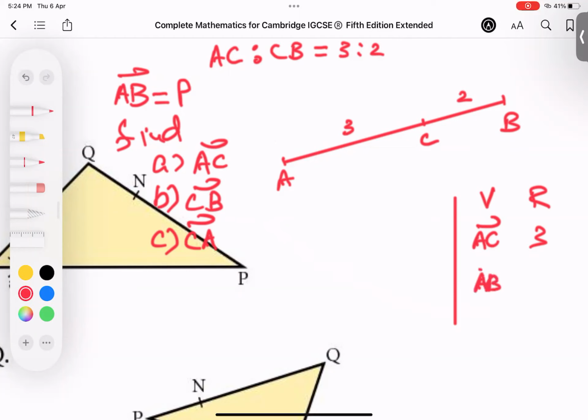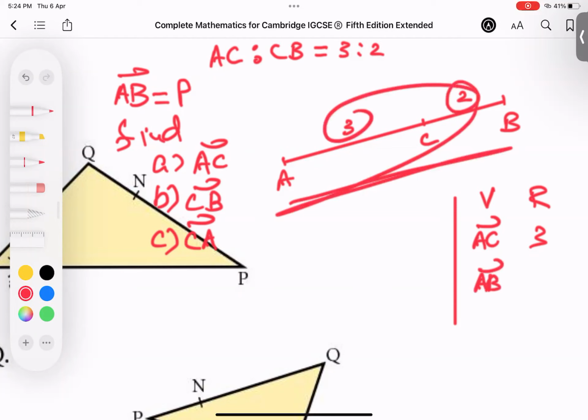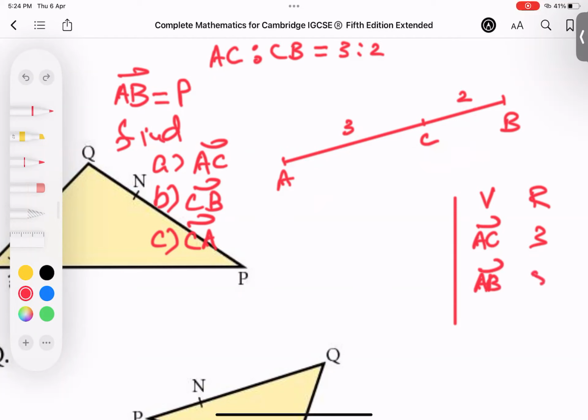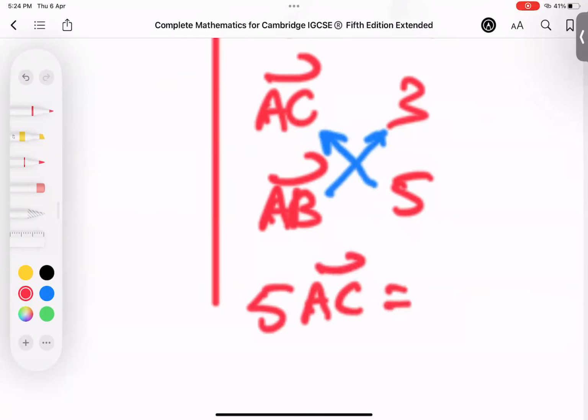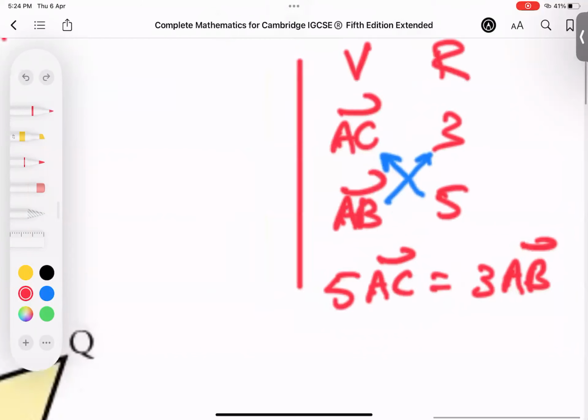But the AB vector, total how much ratio? 2 and 3 add, I get 5. Now students, what to do? Cross multiply. This multiply there, this multiply there. Now I'm writing 5 times AC equals 3 times AB. This 5 will go under, and it means the AC vector is equal to 3 over 5 times AB.